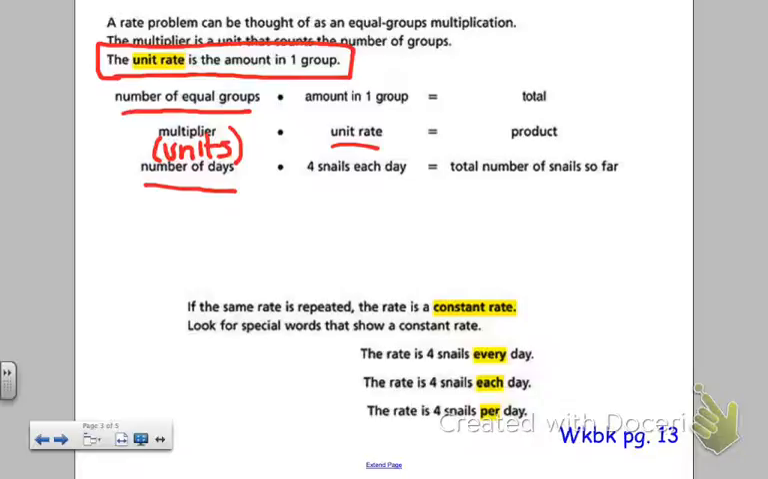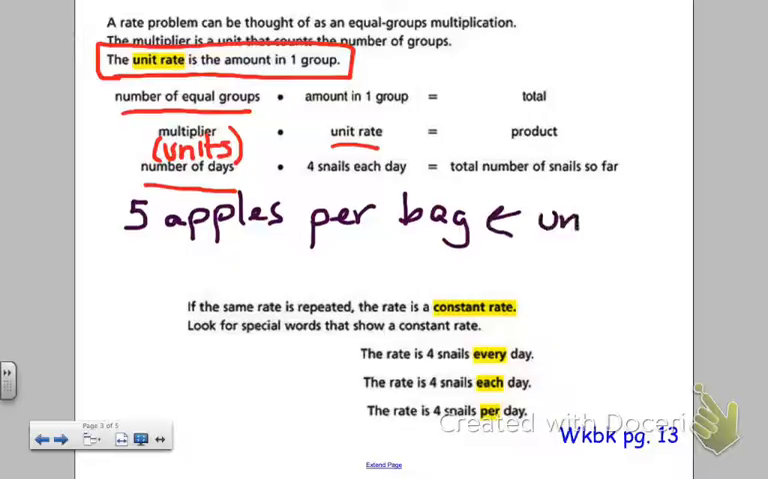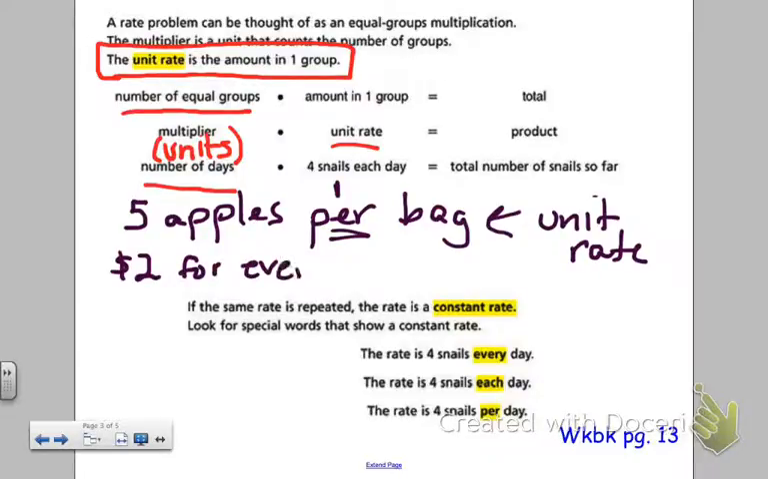What if I gave you a couple other situations? What if I said there were 5 apples per bag? Well, that's a unit rate because we're basically saying that there's 5 apples in one bag. Maybe I'll talk about money. Maybe it was $2 for every pair of socks.